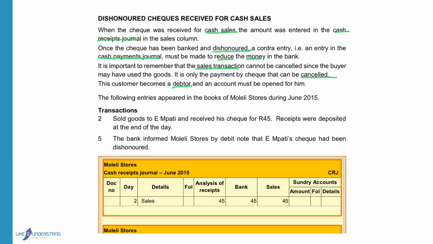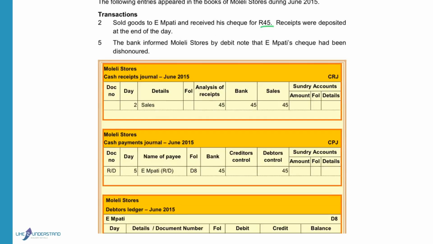Sold goods to Mabati and received a cheque for 45 Rand. The receipts were deposited at the end of the day. We recorded this entry in the cash receipts journal to indicate that the money in the bank and in the sales account increased. If the bank informs us that this cheque was dishonoured, it means that we have to cancel this original entry, and we will do that in the cash payments journal to indicate that we don't have the money in the bank anymore, so we cancel the money.